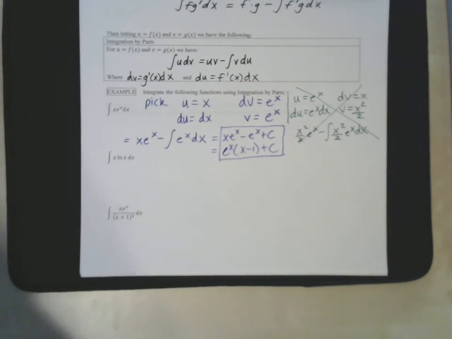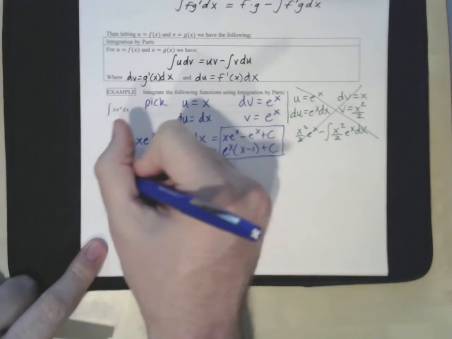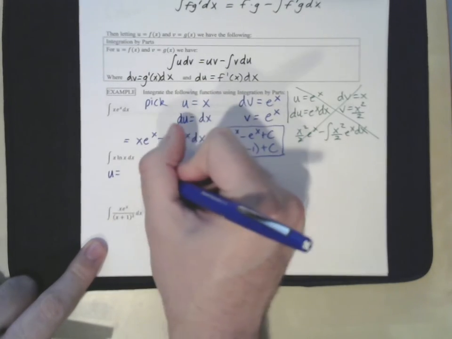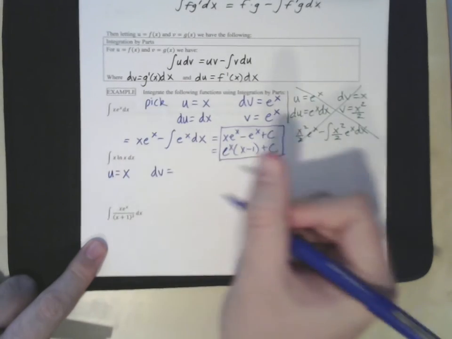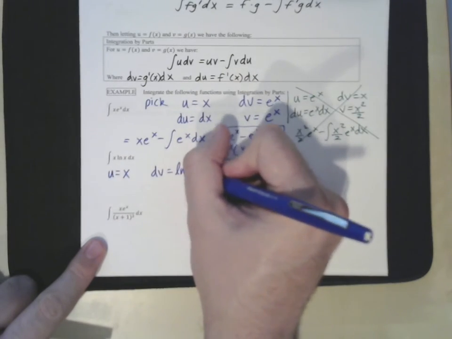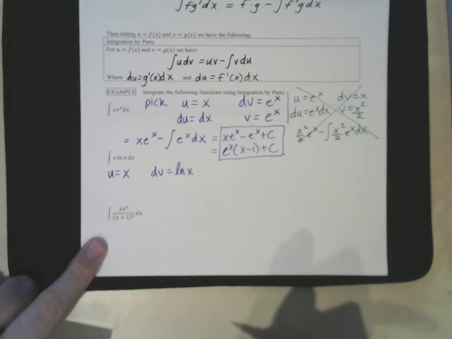So our next problem here is we want to evaluate this. So picking our u and picking our dv: u is going to be x, dv is going to be ln of x. u is super easy to differentiate.